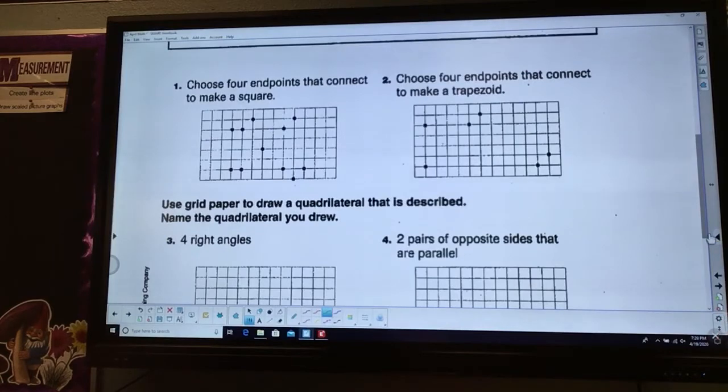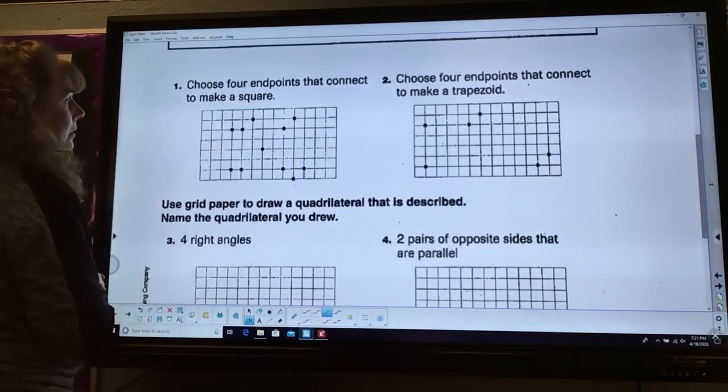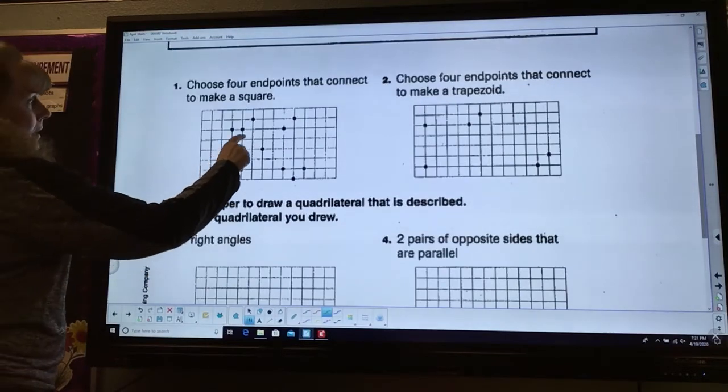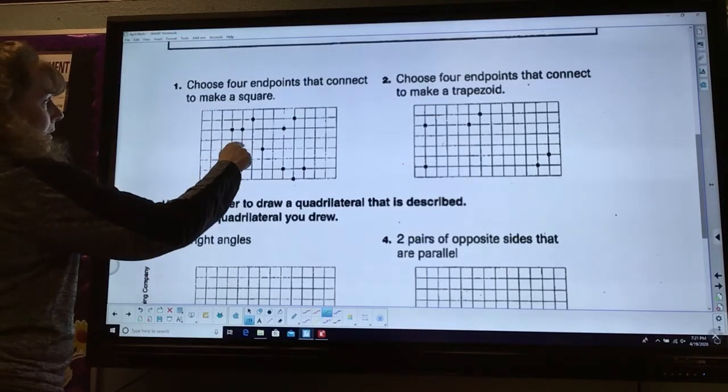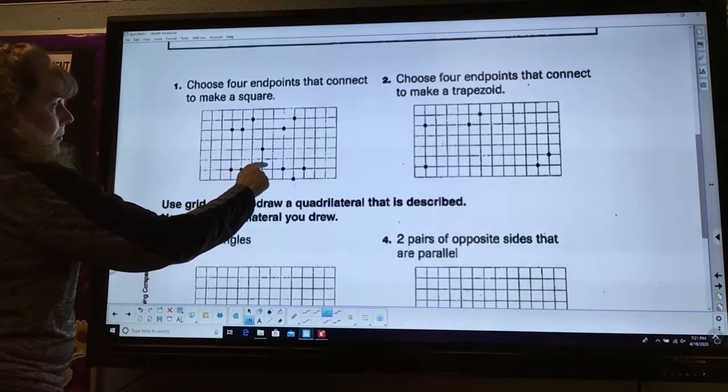On number 1 here, it tells us to choose 4 endpoints that connect and make sense. That doesn't mean you get to choose any single one that you want. It means that we have to take a look and see which ones we can connect to make something. Now, your answer might be a little bit different. We got to have a square though, so it's important that we count how many we have. Now, I'm seeing 1, 2, 3, 4 squares there.